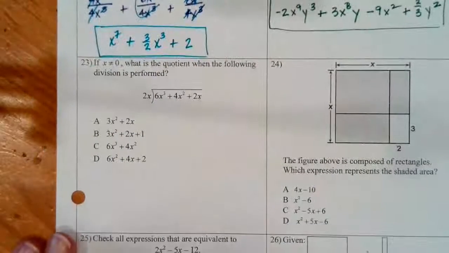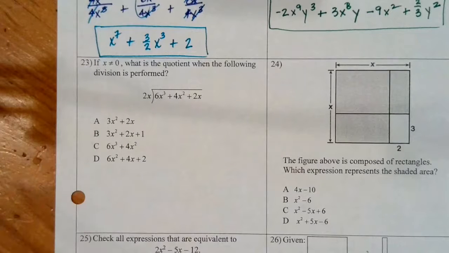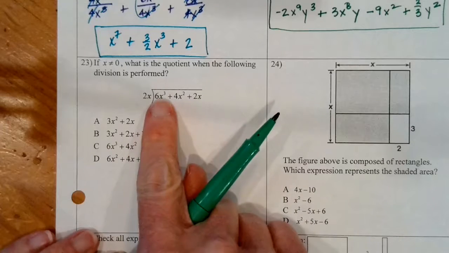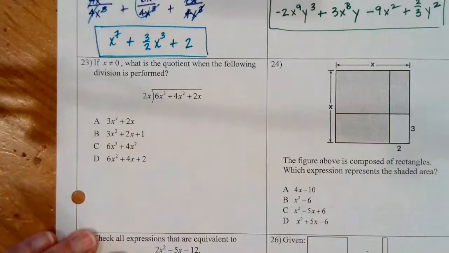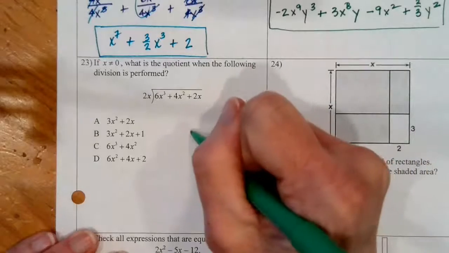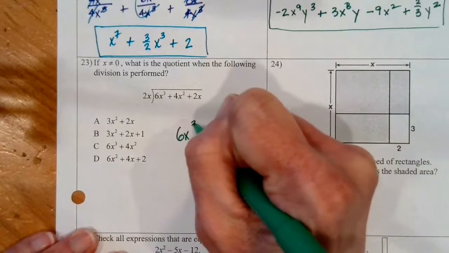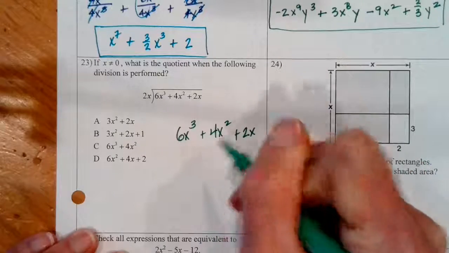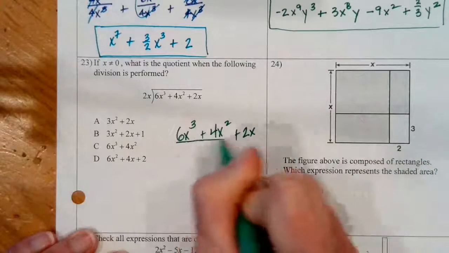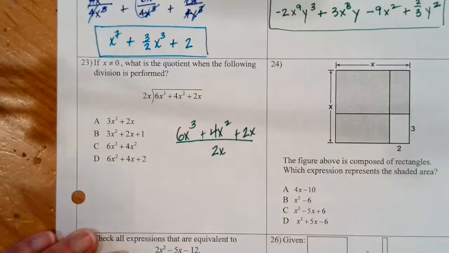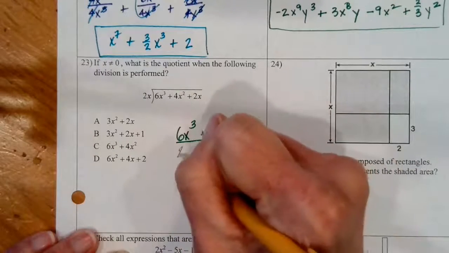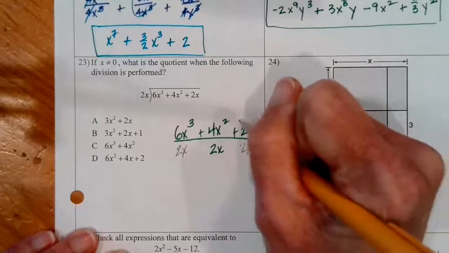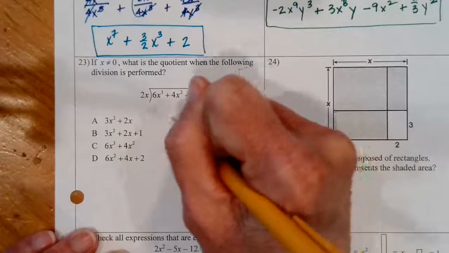Alright, let's see. If x is not equal to 0, what is the quotient when the following divisions performed? Now what's interesting is if you remember long division from elementary school, you can go ahead and do that. If not, go ahead and rewrite the problem as a way that we understand. Because what you're going to do when you divide this whole thing by 2x is you're going to do the same thing that we've been doing. Divide each term by 2x.